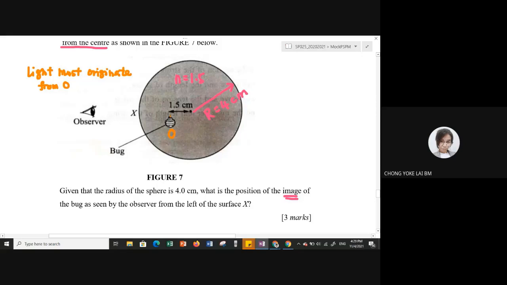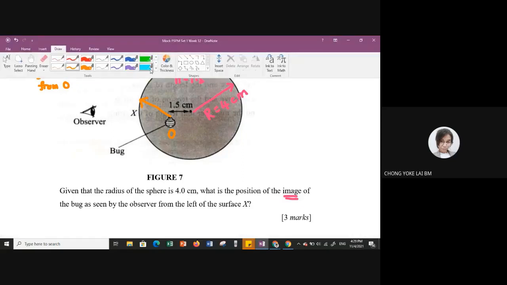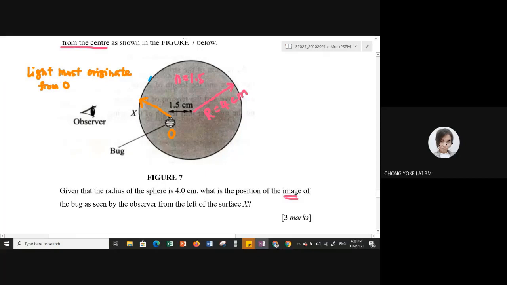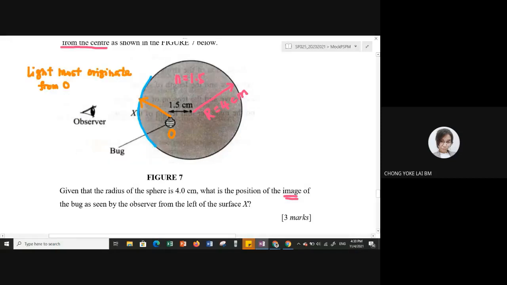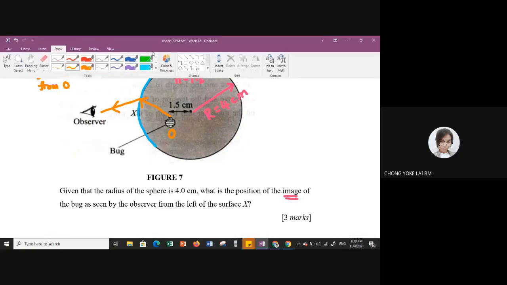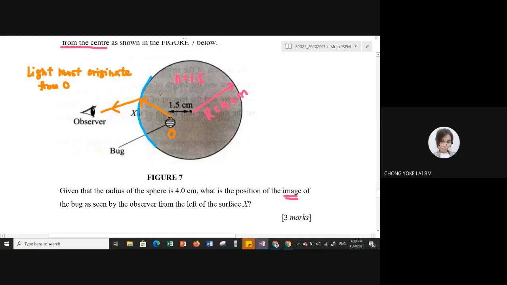So, lukiskan cahaya keluar dari objek. Dia akan kena pada spherical surface ni. And then, cahaya tu akan refracted. Dia akan dibiaskan masuk dalam udara A. Dan baru dia masuk dalam mata observer. So, cahaya originate from object. So, kita akan nampak cahaya travel daripada glass into the A. Pergi kepada A. So, glass is our first medium.